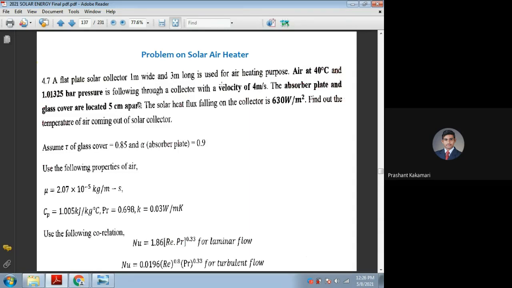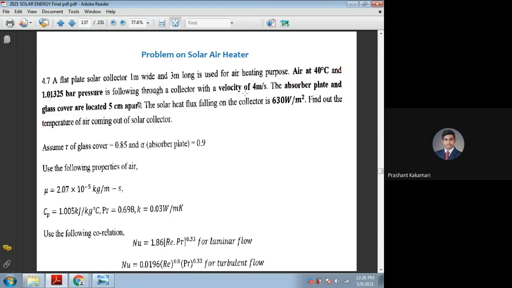1 meter, 3 meter. Air at 40 degrees centigrade and 1.01325 bar pressure. That is the normal pressure. So air at 40 degrees centigrade and 1 bar pressure is flowing through a collector with a velocity of 4 meter per second. Velocity of the air is also given.